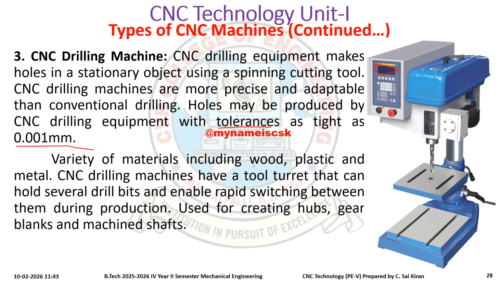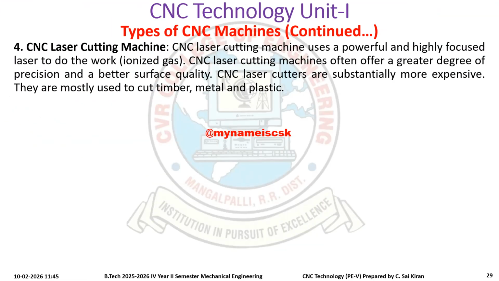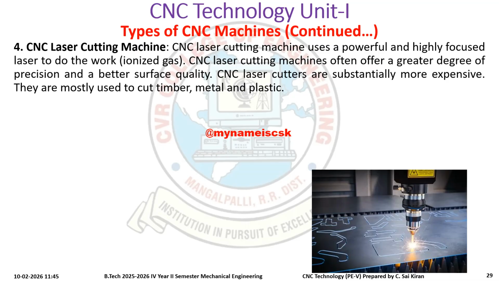It works on a variety of materials like wood, plastic, and metal. The CNC drilling machine has a tool turret which enables us to keep several drill bit tools, and we can manufacture hubs, gear blanks, machine shafts, etc. using this CNC drilling machine. Next, CNC laser cutting. As the name suggests, we use laser light to cut things.